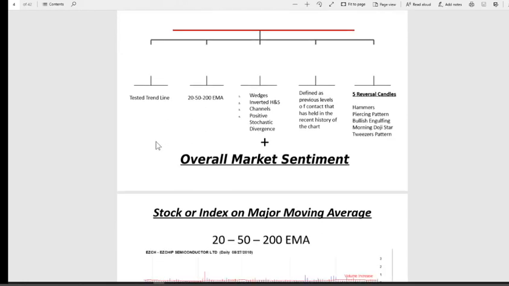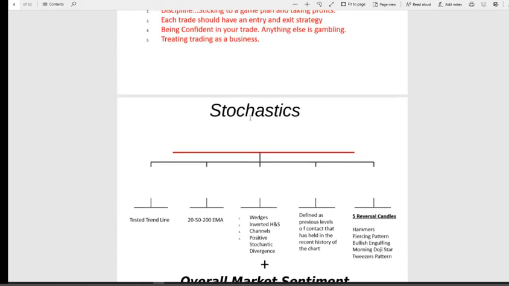The trend line is an indicator. The moving averages I use as an indicator, and the recognizable patterns. That's what it would be saying up here. The recognizable patterns: wedges, inverted head and shoulders, channels, positive stochastic divergences, which is a big underline. This has been updated a lot, so I would say that stochastic divergence is the ultimate. That should be stochastic divergence. That's our foundation, and then we want to have 2 of the other ones lining up.